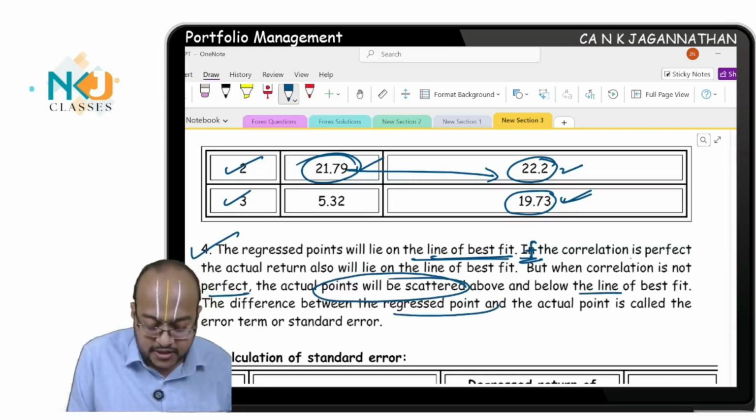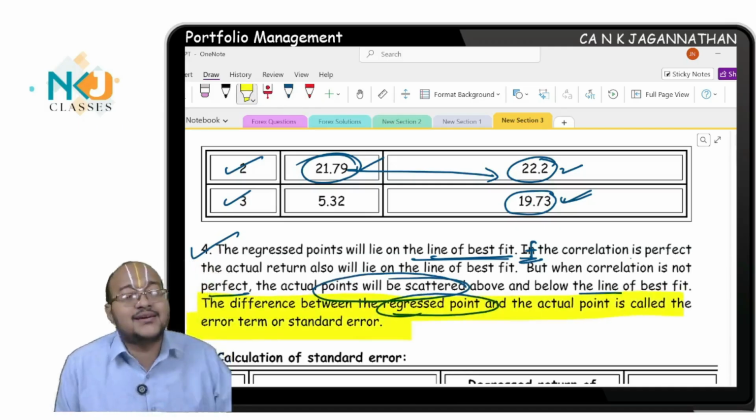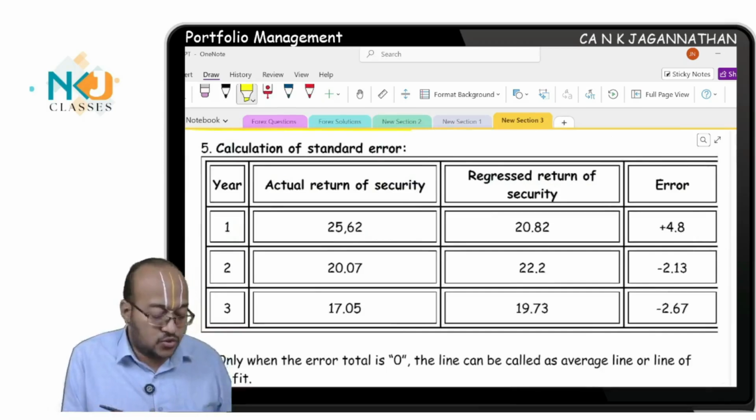The difference between the regressed point, this is very, very important. The difference between the regressed point and actual point is called the standard error. Now, I will show you the computation also.